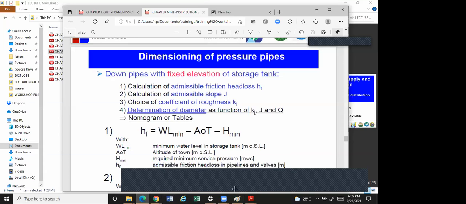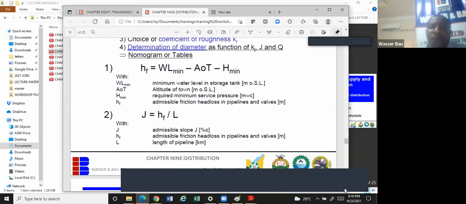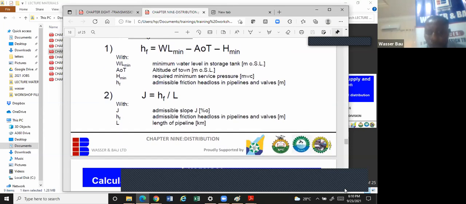Okay, so all these other ones, when you go through them, I didn't know my camera is off. So if you go through all these ones, you're going to understand every single one of them. They're all well explained here.